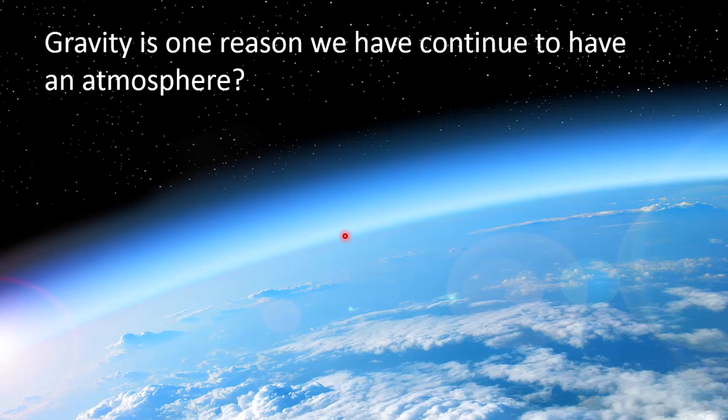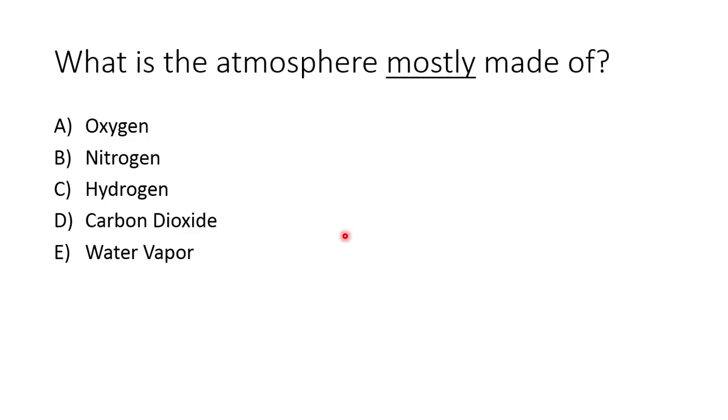Gravity is actually the main reason why we have an atmosphere to begin with. Just like when you try to jump, you always fall back down to the Earth because of gravity. It's the same thing for the atmosphere. All those little tiny gas molecules are attracted to the Earth through gravity. And it's a good thing they are, because if they weren't, they would leave and just kind of drift off in space, and we'd have nothing to breathe. So another question for you. What is the atmosphere mostly made of?